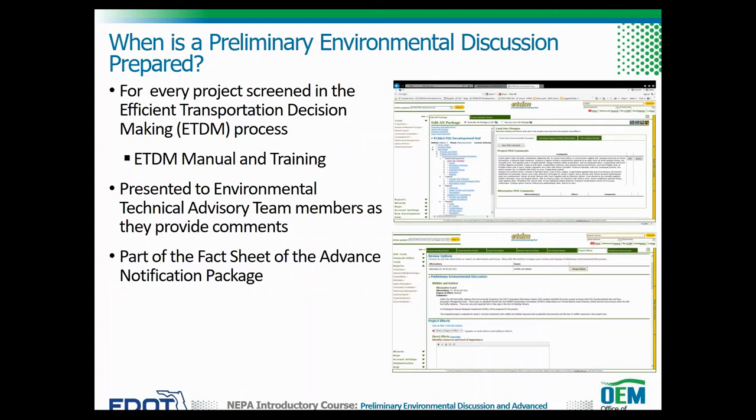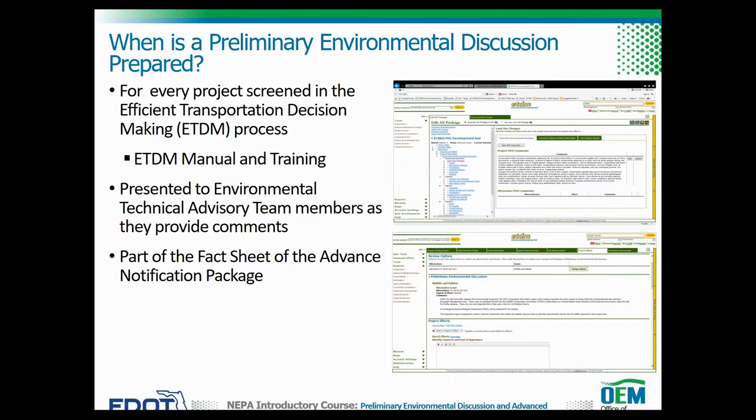When is a PED prepared? A PED is prepared for every project screened in the Efficient Transportation Decision-Making, or ETDM, process during the planning and programming screens. Guidance on the ETDM process is provided in the ETDM manual and ETDM training available on OEM's website. A link to this website is provided on the resources page.